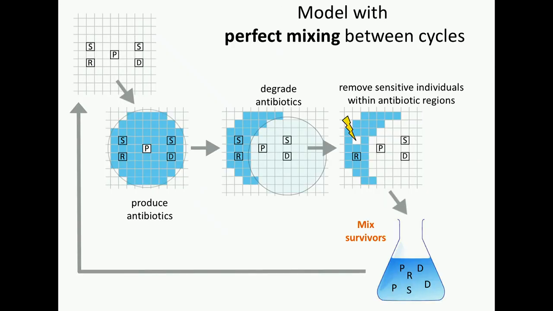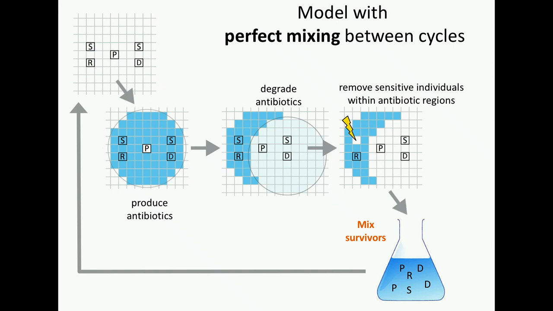So sensitive bacteria can survive near an antibiotic producer if there is also an antibiotic-degrading bacteria near it. We put this in a very simple mathematical model, with different strains with different phenotypes. We put them on a plate. The producers secrete antibiotics in a certain neighborhood. Degraders destroy antibiotics in a certain neighborhood. If there are sensitive bacteria covered by antibiotics, they get killed.